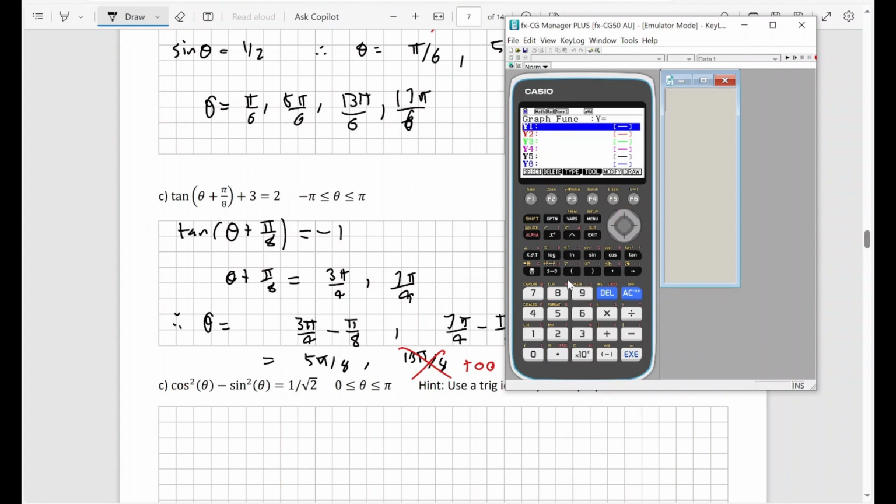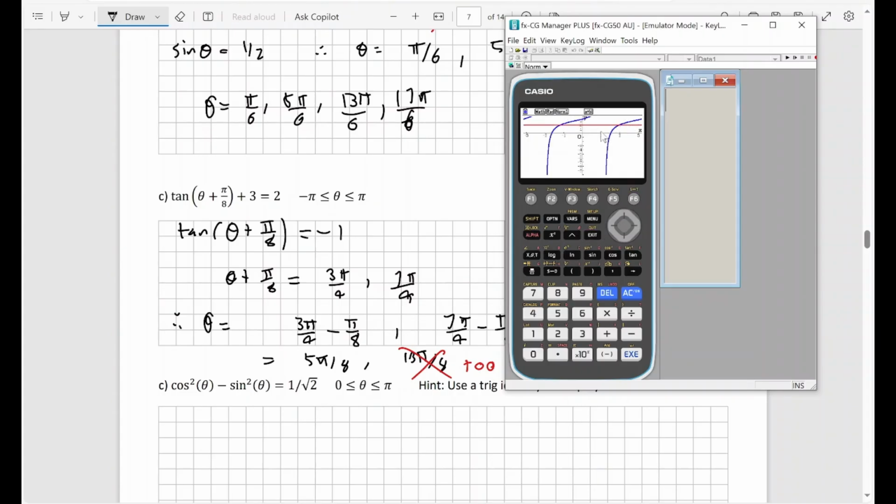And we're going to go tan of x plus pi over 8 plus 3, and then on the other line I'll just graph 2, and you'll be able to see really clearly how many intersections there are. We'll just go from minus pi up to pi, and we'll just graph that.